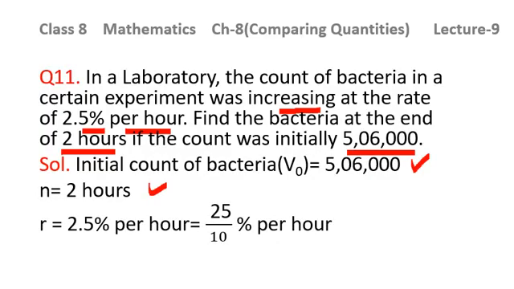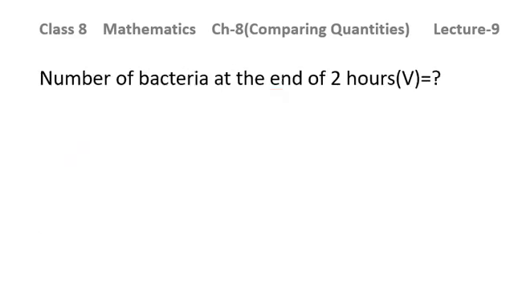At what rate is it increasing? It is 2.5% per hour, so it will be written as 25/10% per hour. So the number of bacteria at the end of 2 hours, that is V, is unknown to us in this question. And we know the formula, V is equal to V naught bracket 1 plus R over 100 raised to the power n. So simply we need to put the values.